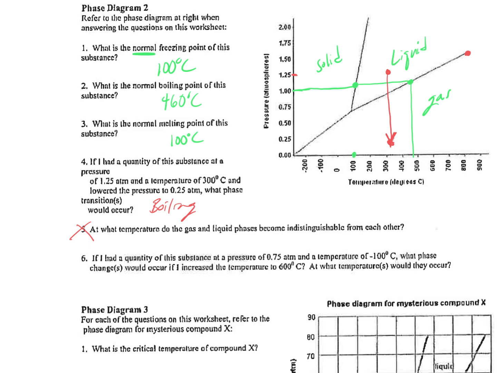Let's move on. If I had a quantity of the substance at 0.75 atmospheres, let's do this in a different color. Let's go with blue. 0.75 atmospheres right there, and a temperature of minus 100. That puts me there. What phase change would occur if I increase the temperature to 600? Okay, staying at the same pressure, we're going to go to 600 degrees.